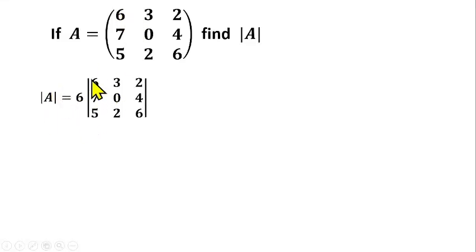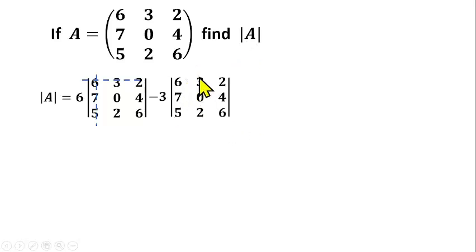We have 6. Then reduce this 3 by 3 matrix to a 2 by 2 matrix. So you close the first row, close the first column, because that's what this element belongs to. So you are left with 0, 4, 2, 6. So you'll be having 6, then the determinant of 0, 4, 2, 6. So you have been able to reduce this 3 by 3 matrix to a 2 by 2 matrix. Then the next one is minus 3 now. Minus 3 into the determinant of a 2 by 2.